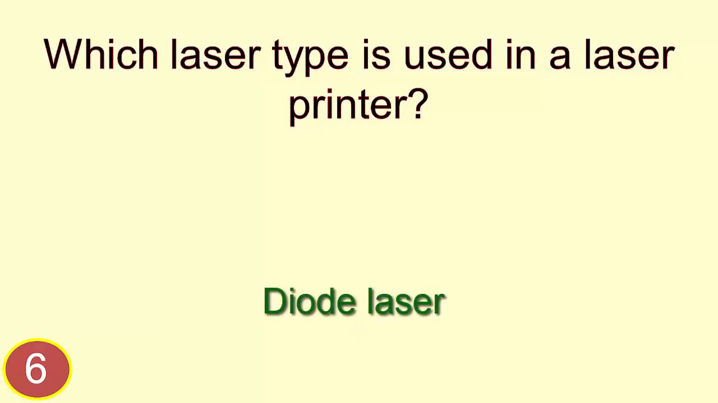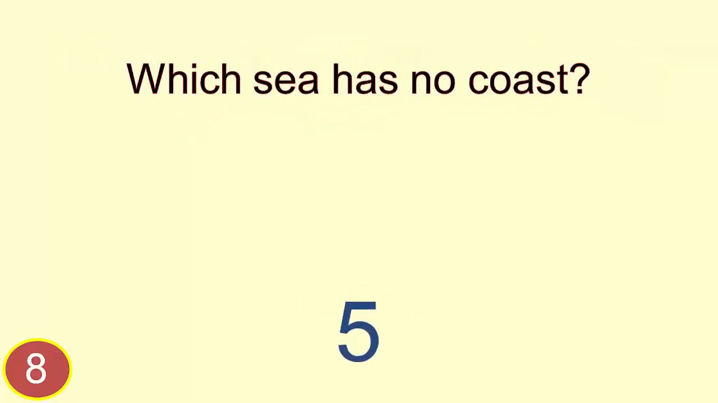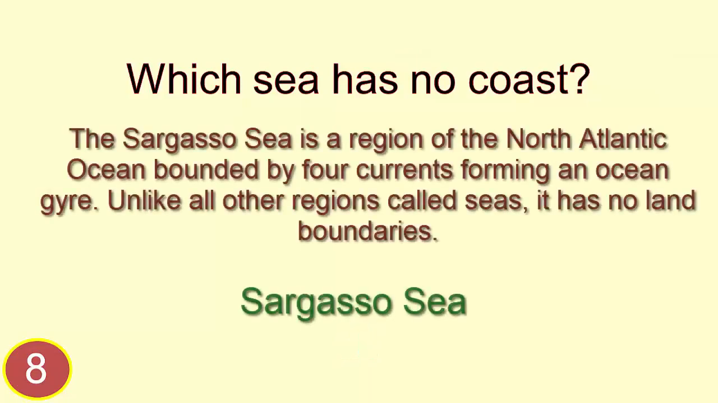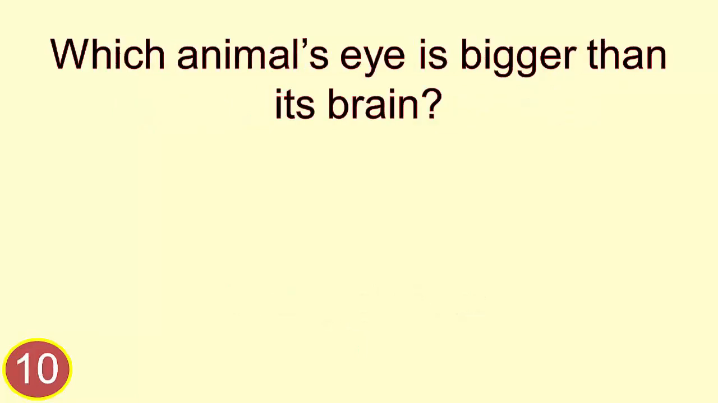Which laser type is used in laser printer? Answer is direct laser. One barrel of oil is approximately equal to how many liters? Answer is 159 liters. Which sea has no coast? Answer is Sargasso Sea. Where is a human body's main organ of balance located? Answer is inner part of ear. Which animal's eye is bigger than its brain?